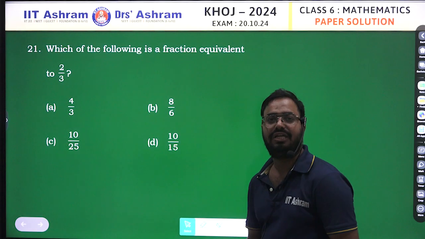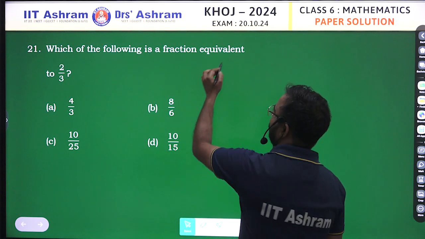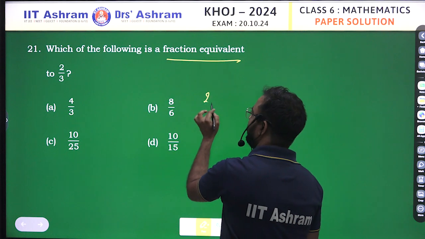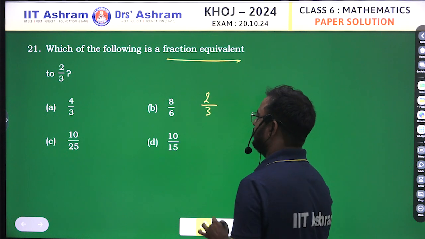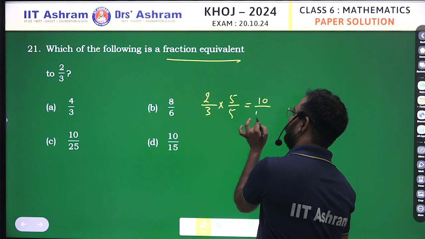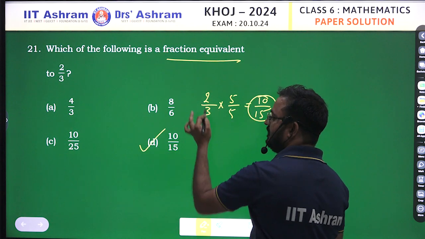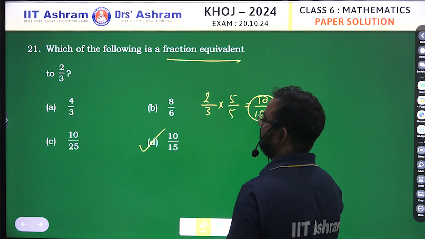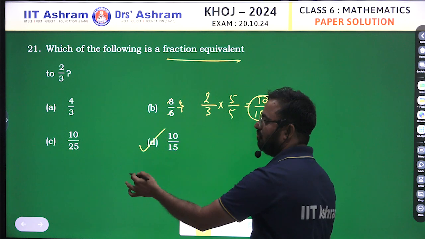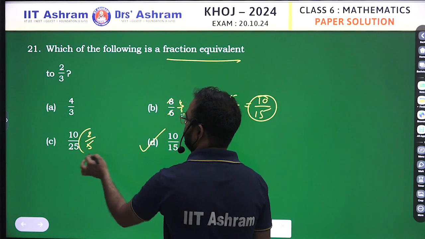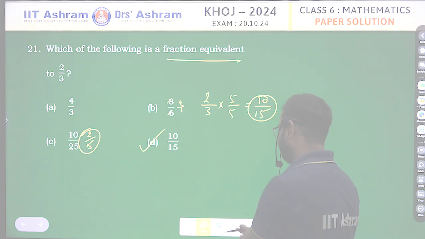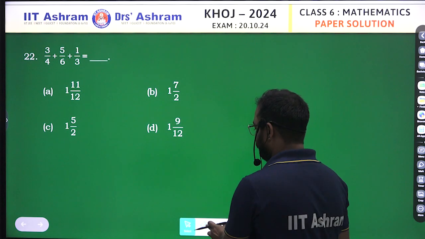Next, question number 21. Which of the following is an equivalent fraction? 2 by 3. Multiply by 5 and 5, this becomes 10 by 15. Yes, so option D is the right answer, 10 by 15. 8 by 4 is not the answer, 4 by 3 is not, and 2 by 5 is also not. So the option is D, 10 by 15.